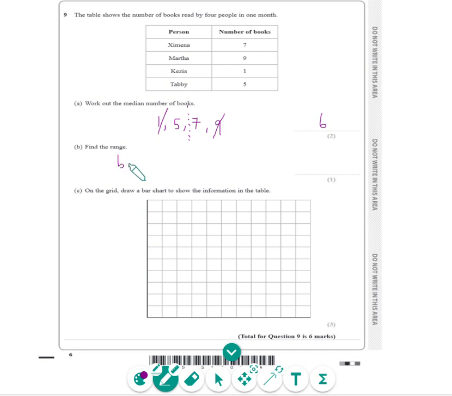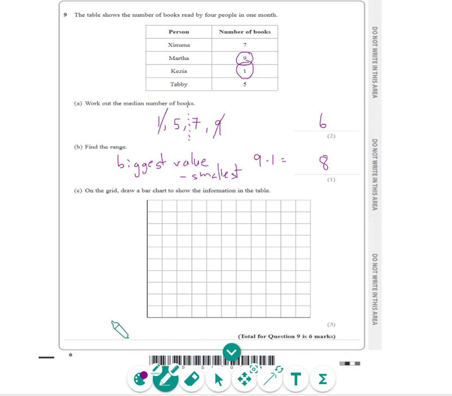The range is the biggest value, take away the smallest value. So in our table, we can see the biggest value is 9, smallest value is 1, and that gives us a range of 8.